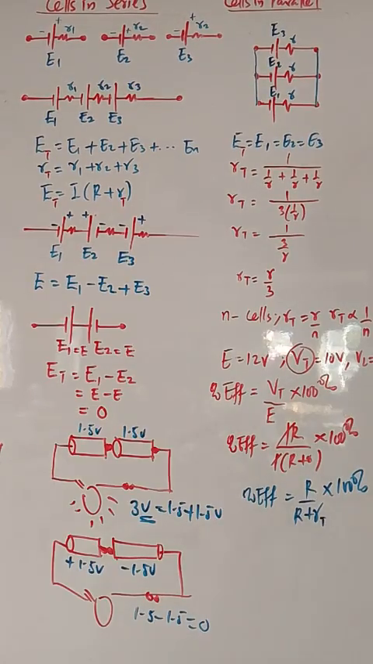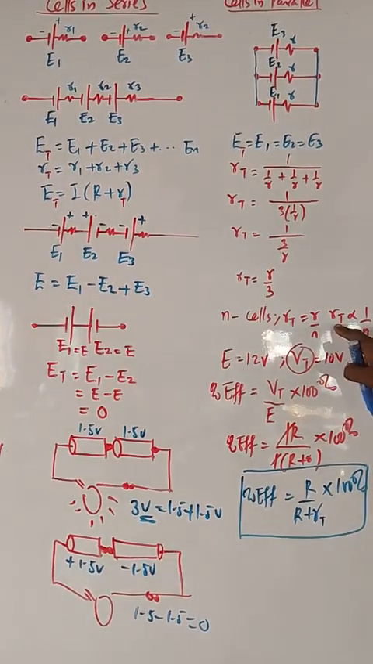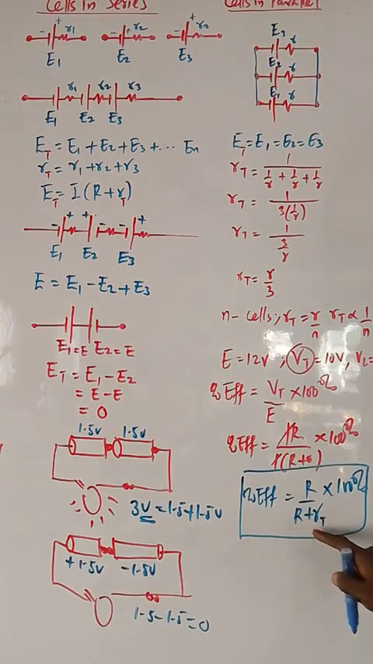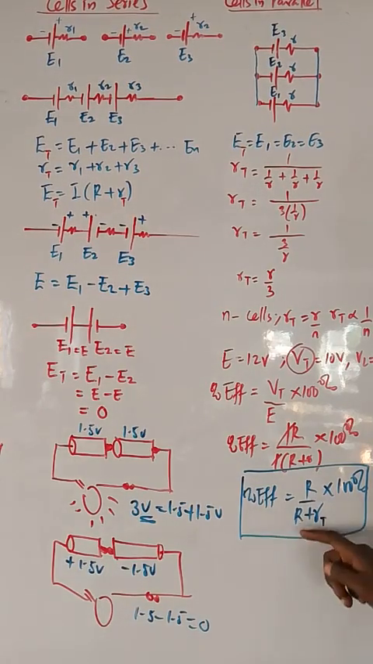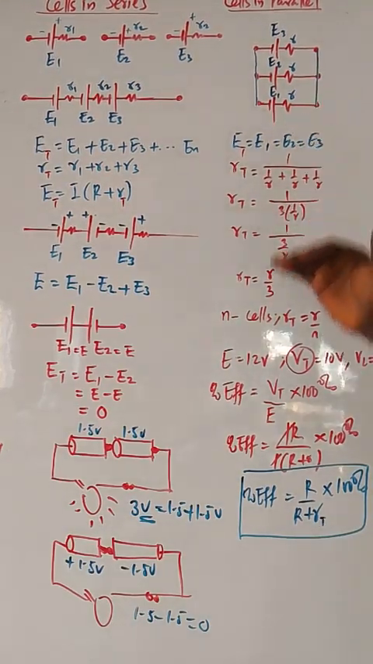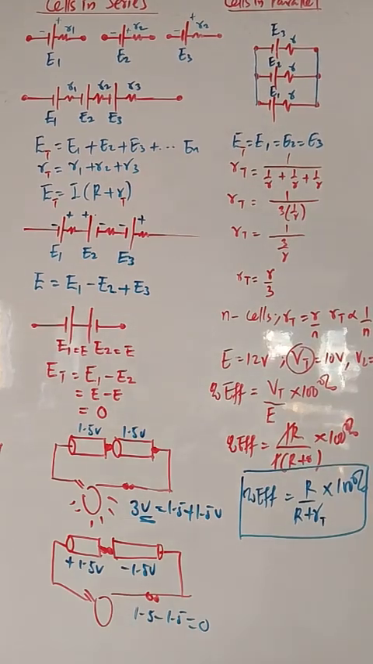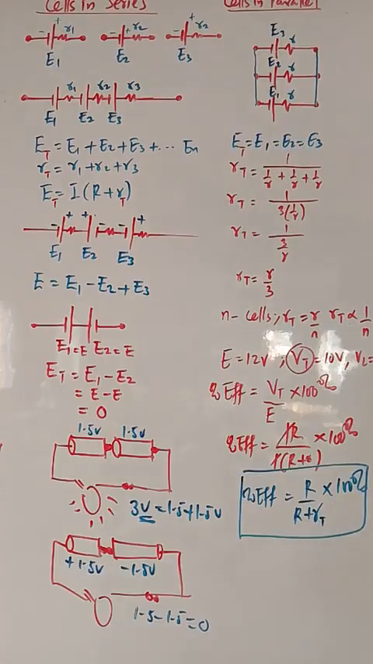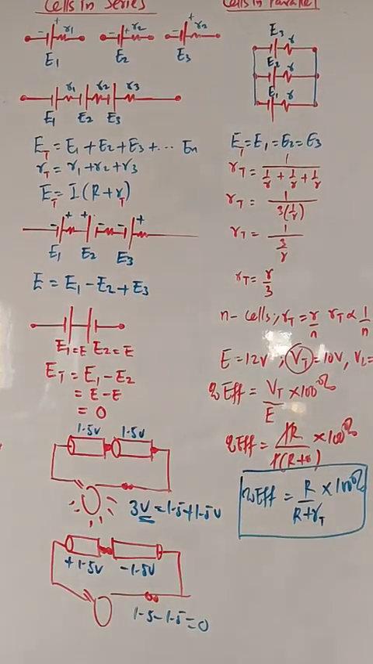According to what we have here, the more batteries we have, the lesser the RT. So the efficiency and the internal resistance are inversely proportional. If this R is constant for a particular circuit, the smaller the internal resistance, the more the efficiency of the battery. So cells connected in parallel will last longer because the loss will be minimal.